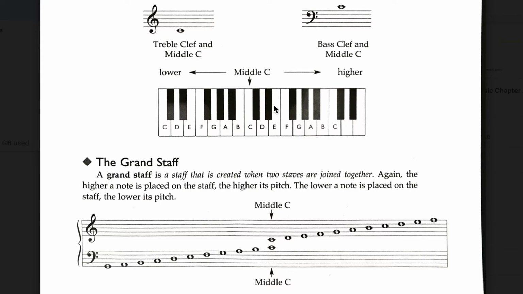The treble clef is a clef that generally tells you notes that sound higher than middle C. So if this is middle C, all these notes up here are probably going to be on the treble clef. All the notes below middle C, the lower notes, are probably going to be on the bass clef.